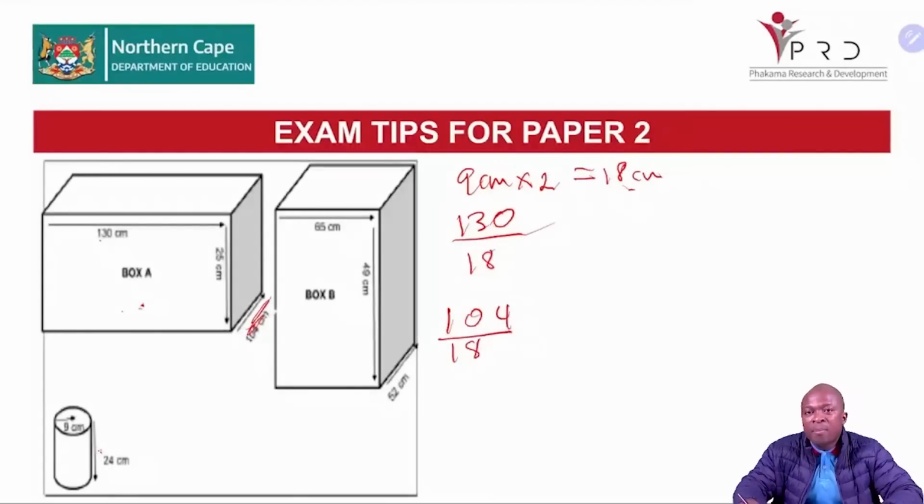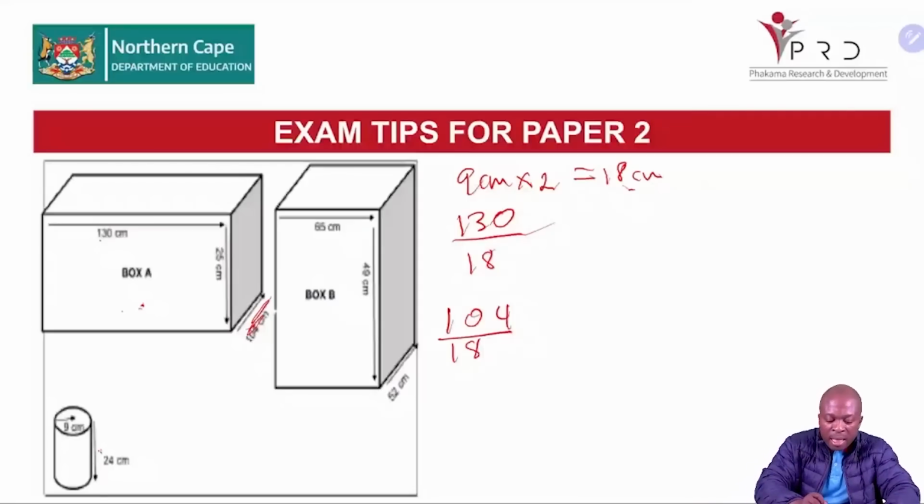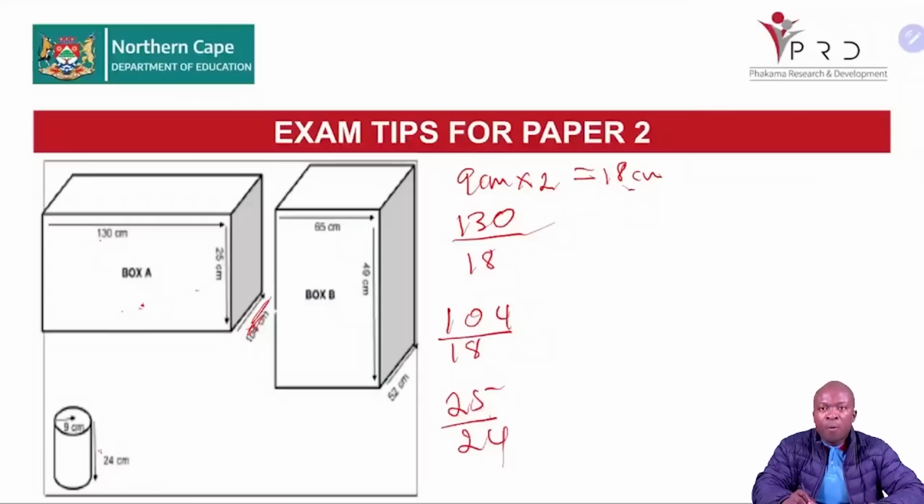Why are we dividing by 18? Because the object is round. It's a cylinder. So it doesn't matter whether you're arranging it from left to right or right to left. You are always going to get the same diameter. Then the last one, we are going to pack them, so we will be taking the height, which is what? 25 divided by 24. But now, this is the trick.